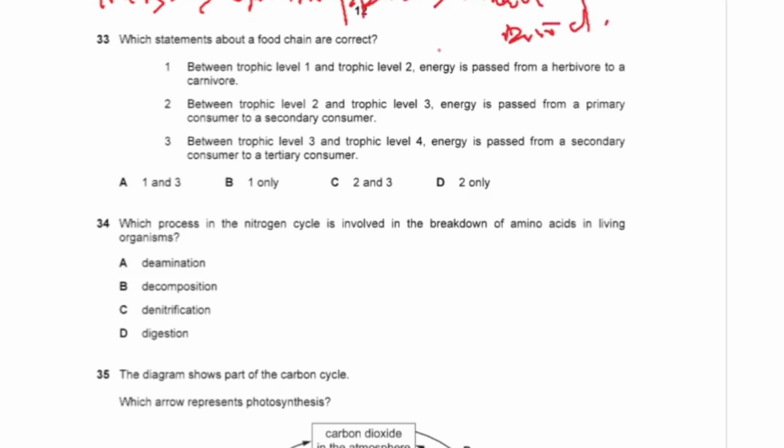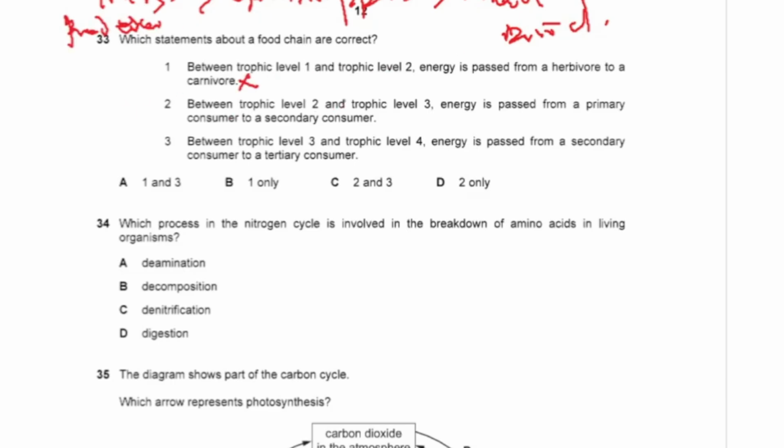Alright, so let's pick this up and see. Between trophic level 1 and 2, energy is passed from a herbivore to a carnivore. This is trophic level 1, trophic level 2, and trophic level 3. So between 1 and 2, the energy is passed from a herbivore to a carnivore. That's not correct. This grass is a producer and is not a herbivore. So that option is wrong.